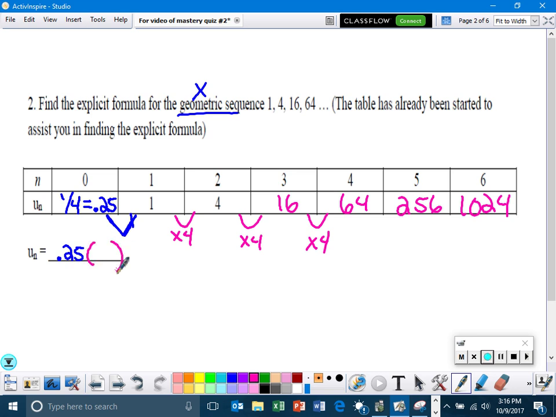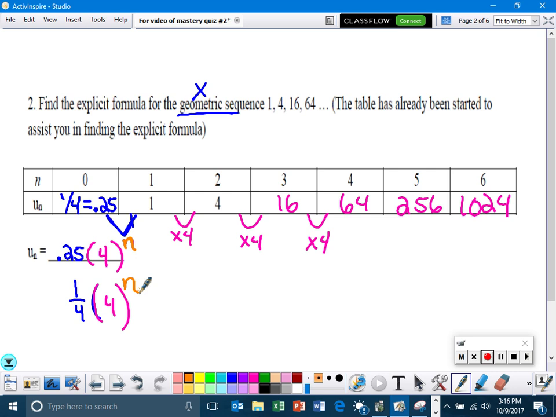Times, and then what we're multiplying by. So 0.25 times 4 to the n power. Okay, that n needs to be an exponent. If it's not an exponent, you are not mastering this. Again, if you prefer, sometimes it's nicer to see it written as a fraction. We can write it like this. So either one is acceptable.